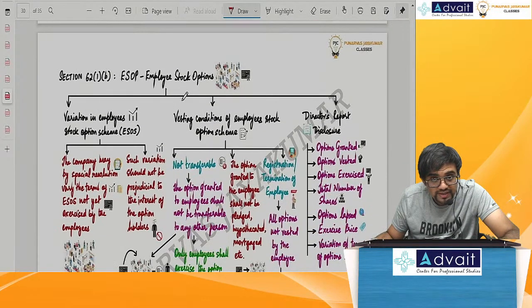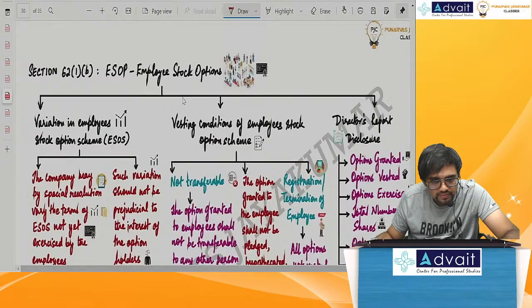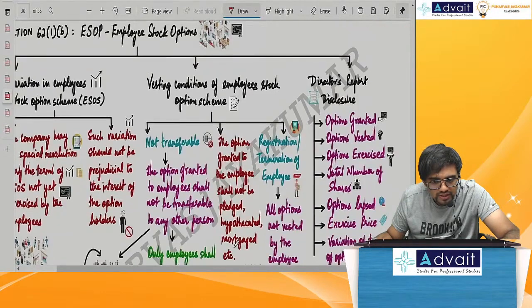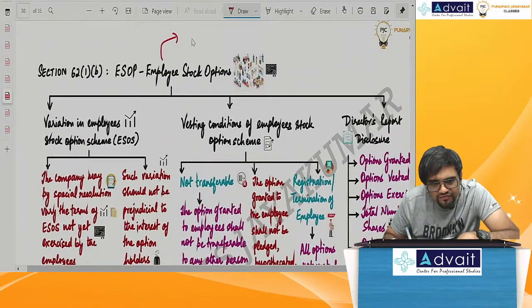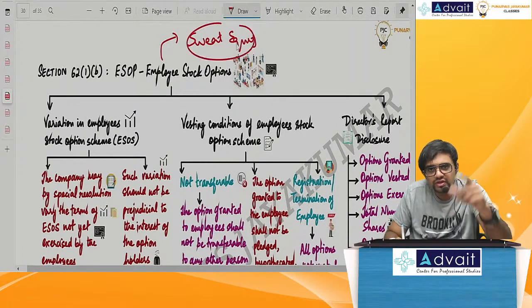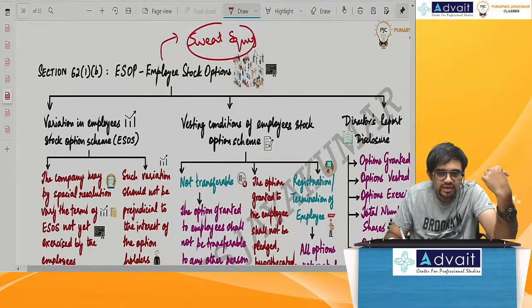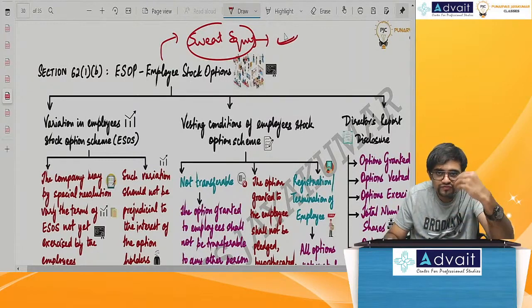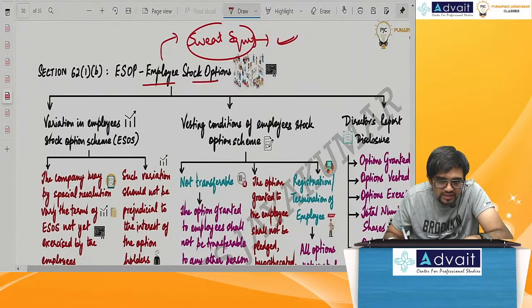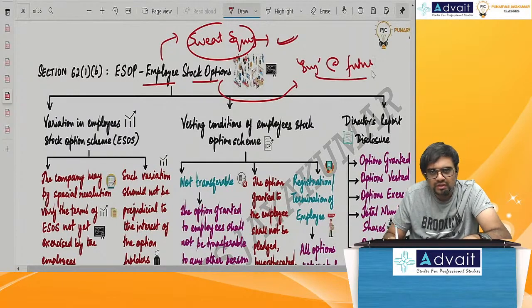Yes, 62(1)(a) is rights shares. 62(1)(b) is ESOP, Employee Stock Option Plan. This is different from sweat equity, guys. Sweat equity shares are for the work that you have already done. Today I am offering shares, either at a lesser value or free. An employee stock option plan is an option given to you to buy the shares at a future date.